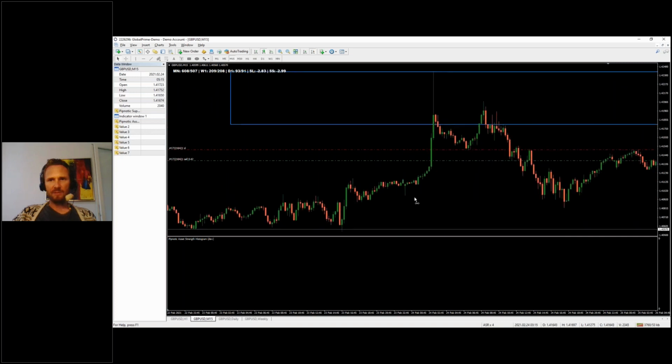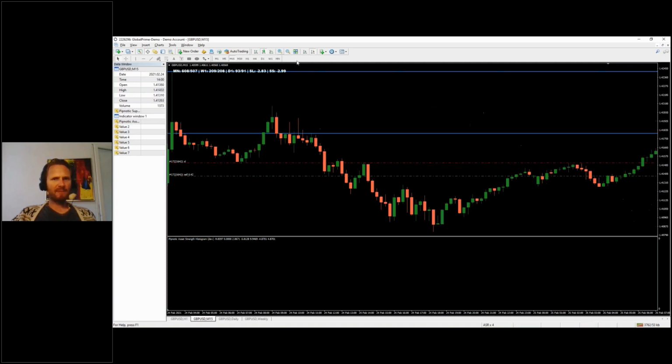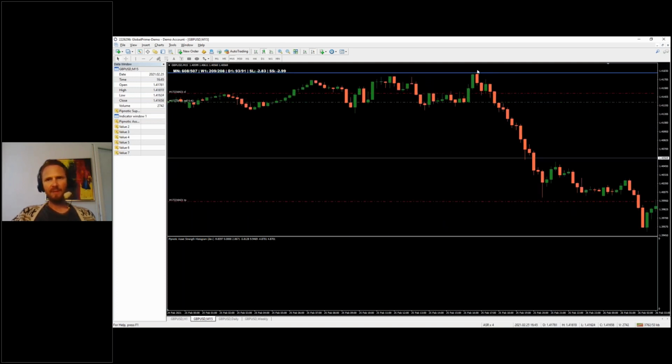All right, so price, and it's right there. So you can see price left, we move sideways, we have a continuation pattern, and then price broke away. This is it right there.